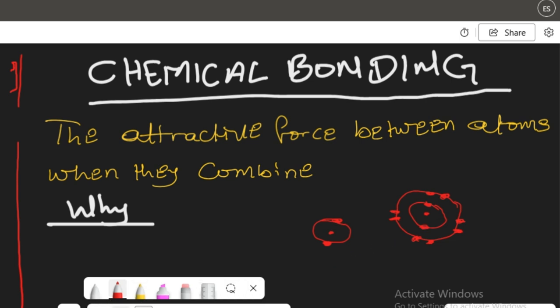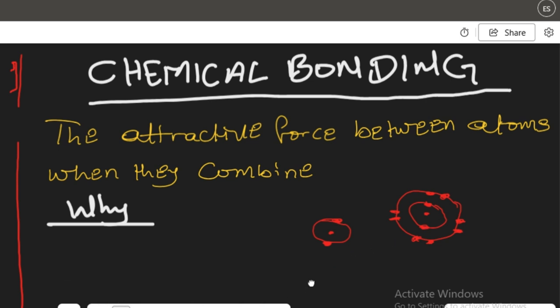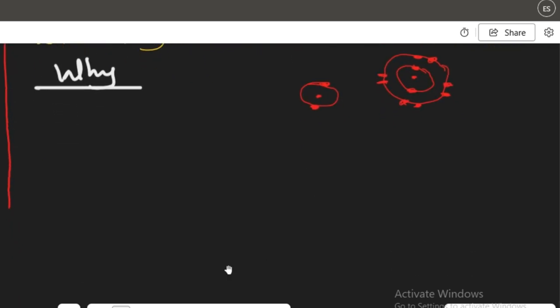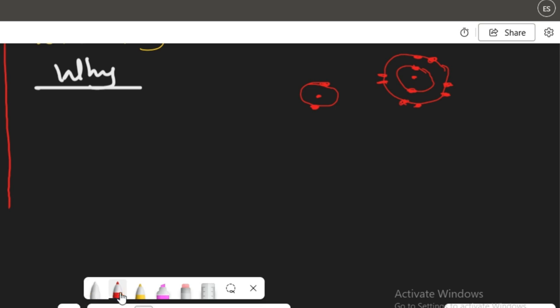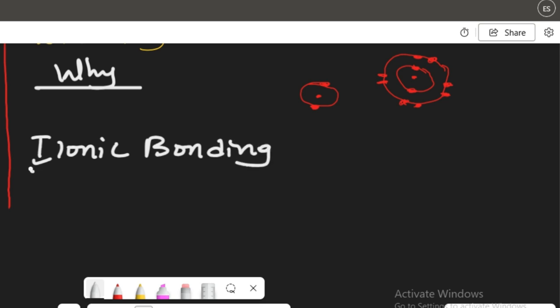Now, what are the different types of chemical bonding that we have? The different types of bond. The number one we want to consider is ionic bonding. All right, what is ionic bonding? Ionic bonding is when an atom loses an electron and then gives it to another atom.